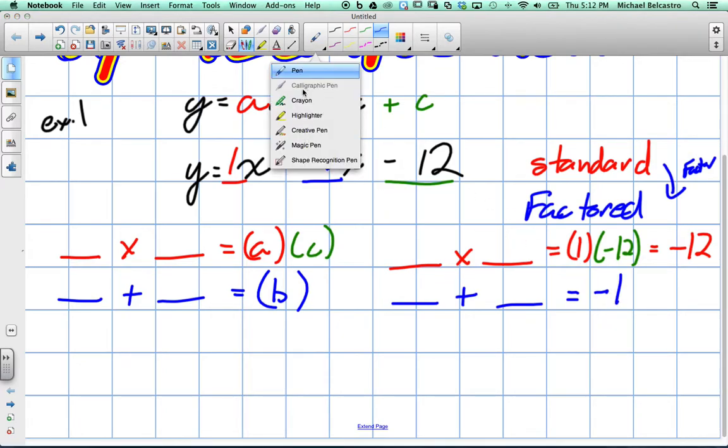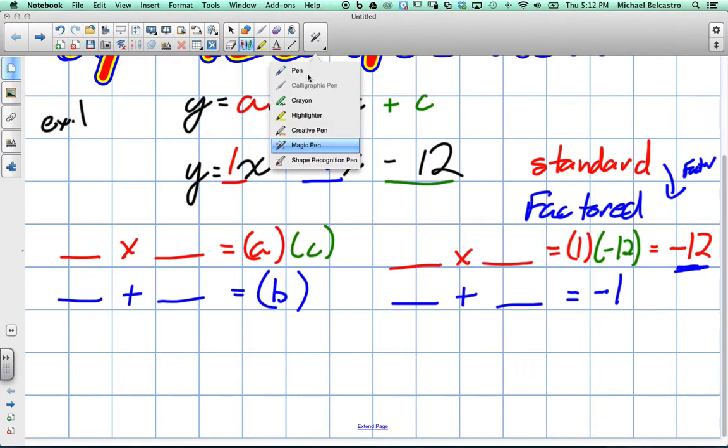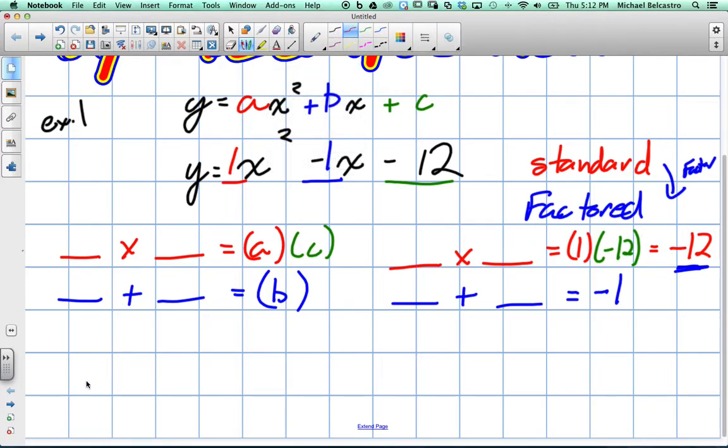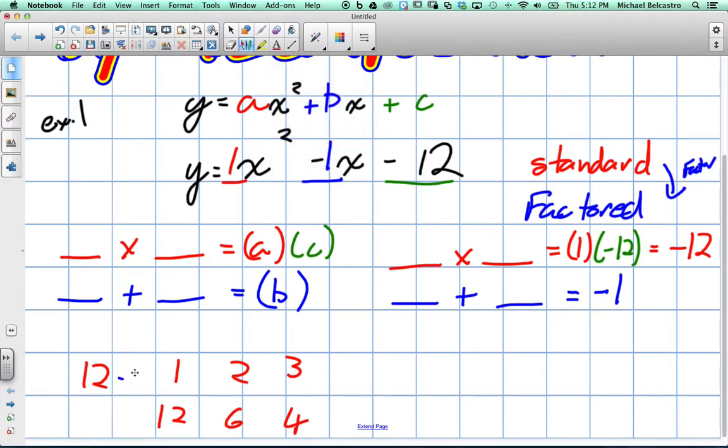Luckily I have a pen that erases as we write. We're going to start writing some of the factors of 12. If you get confused, one way you could do this is on the side here, start writing out all of your factors. You could write 1 and 12, 2 and 6, 3 and 4. And that's technically all the factors of 12. This times this is 12, this times this is 12, and that times that.